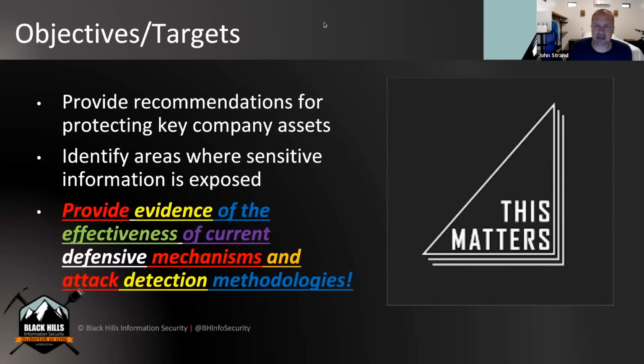Anytime that you're working a test, you need to provide evidence of the effectiveness of current defensive mechanisms and attack detection methodologies. That should be tattooed on every pen tester someplace. Oh yeah, well, okay. I've got it on my belly so I can read it, like the TCP/IP thing on the shirt. Provide evidence of the effectiveness of current defensive mechanisms and attack detection methodologies.